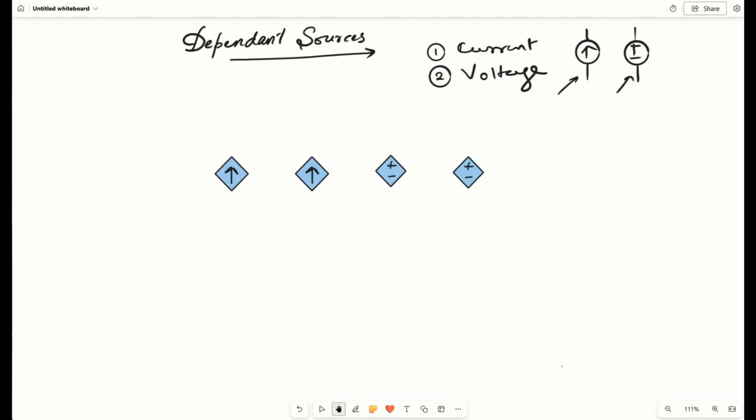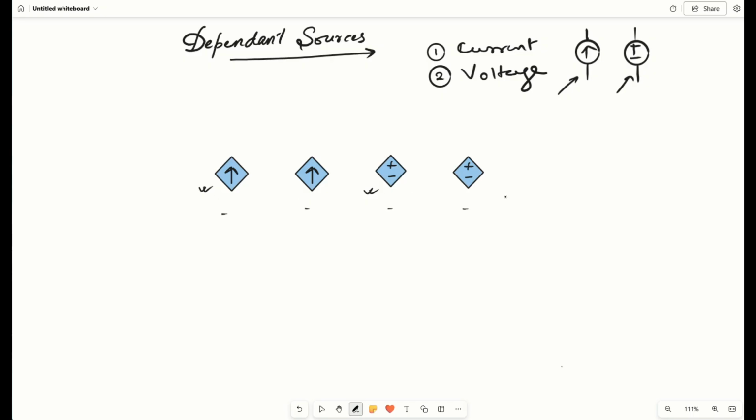Now today we are going to learn about dependent sources. This is a new topic. So let us see what dependent sources are. As with independent sources, here also we have a current source and a voltage source, and these are the symbols that you can see here. These are your symbols for dependent sources. This is your current source and this is your voltage source.